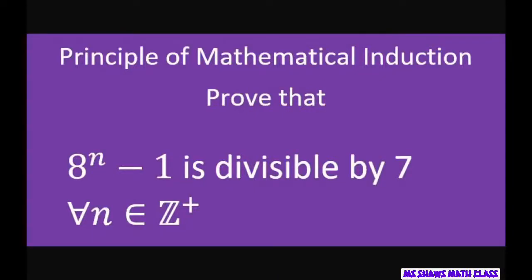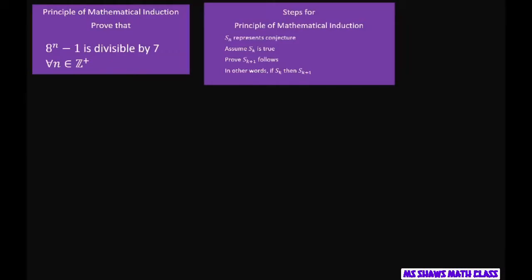Everyone, we're going to use the principle of mathematical induction to prove that 8 to the nth power minus 1 is divisible by 7 for all positive integers n. And we're going to make a conjecture. We're going to call this S sub n. That's not the sum sign, for mathematical induction, based off divisibility definitions of 7.